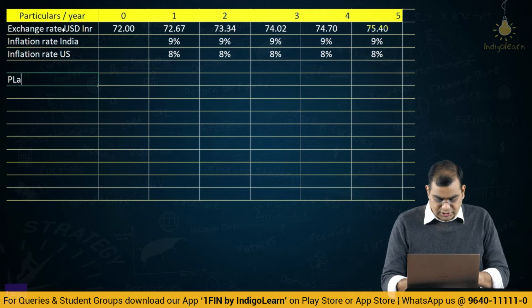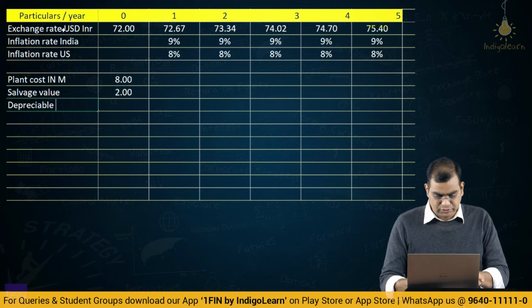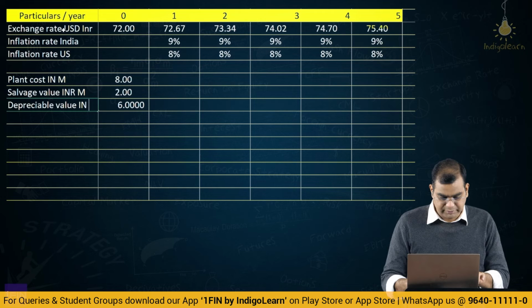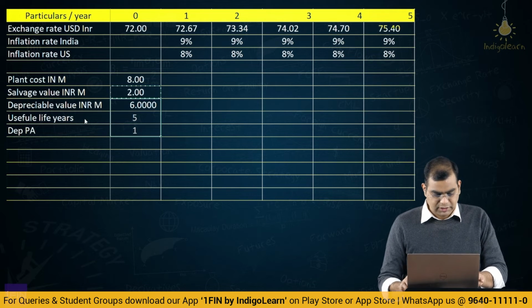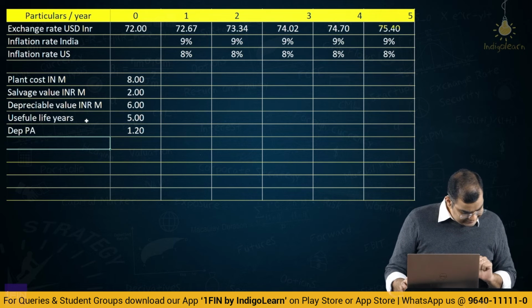Then plant cost is INR million 8, and then salvage value is 2. So depreciable value is 8 minus 2, which is 6. All of these are INR million. They have given million only, right? Then useful life is 5 years. Then depreciation per annum is 6 by 5, which is 1.2. Then we have computed these two.